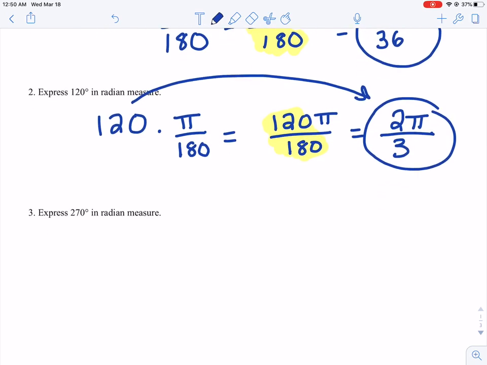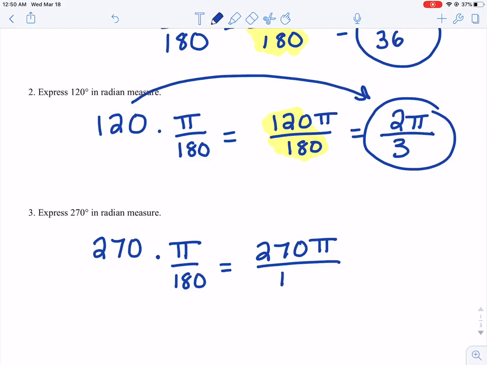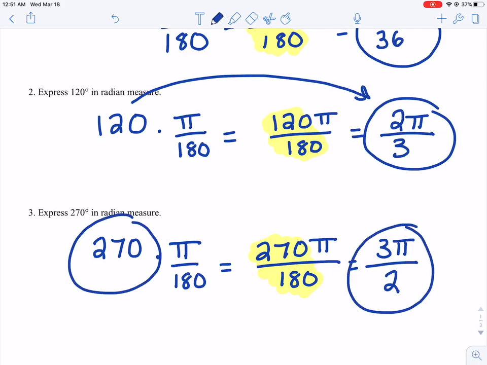Last one of doing degrees to radians we're going to do is 270 degrees. Again, multiply by pi over 180. 270 pi over 180. And I'm going to put this part into my calculator. So 270 over 180. And I end up with 3 over 2. So 3 pi over 2. Again, this is the radian measure, and this is my degree measure. Those are equivalent. It's just another unit to express it in.